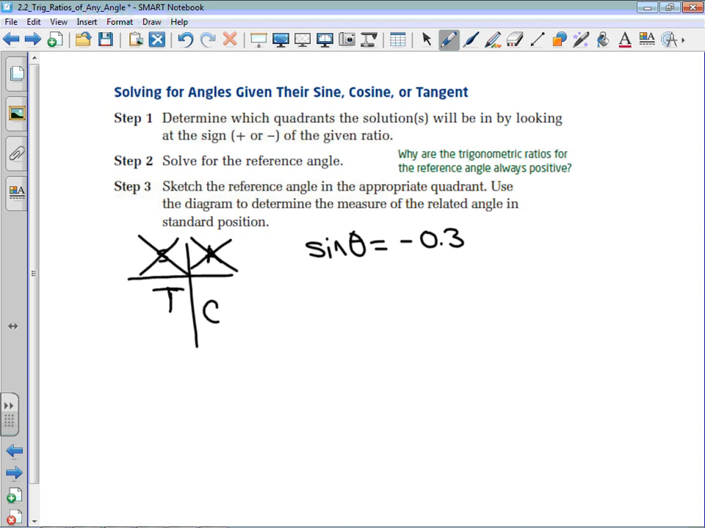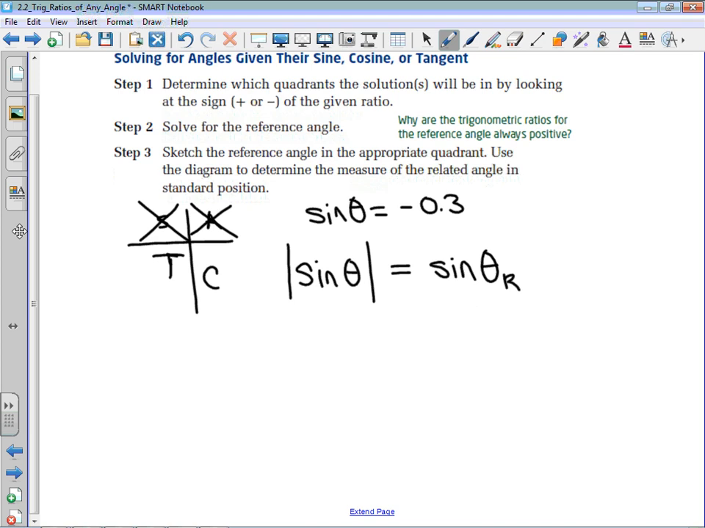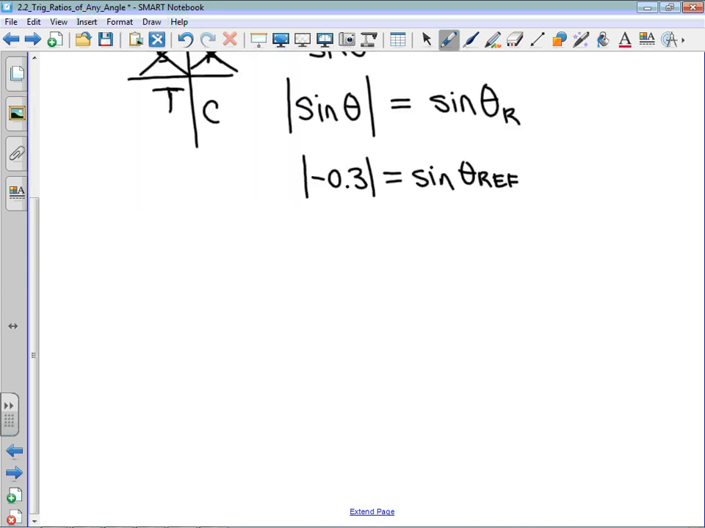Step 2 says solve for the reference angle. The relationship between sine theta and the sine of theta's reference angle is that the absolute value of the sine of the angle is always equal to the sine of the reference angle. The reason that's so important is if I was told that the sine of theta was equal to negative 0.3, I could say that the absolute value of negative 0.3 is therefore equal to the sine of the reference angle. And then using our trig from Math 10, which is worth talking about, the absolute value of negative 0.3 is 0.3.